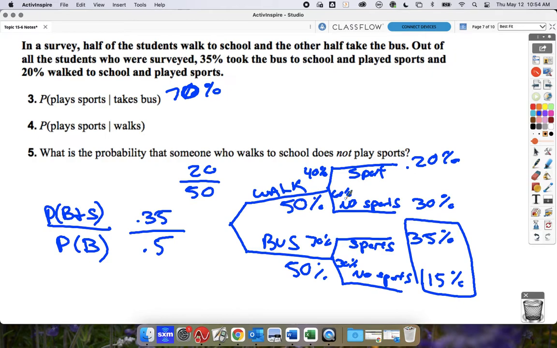So doing this is definitely the most rapid way to get to the answer. But sometimes drawing a tree diagram makes it make more sense.